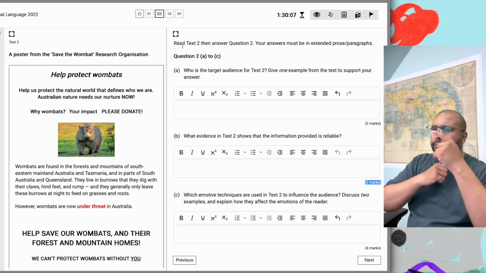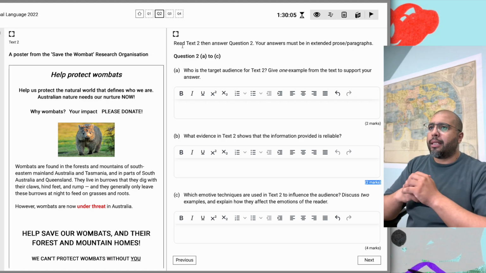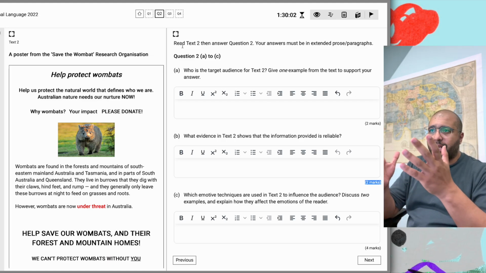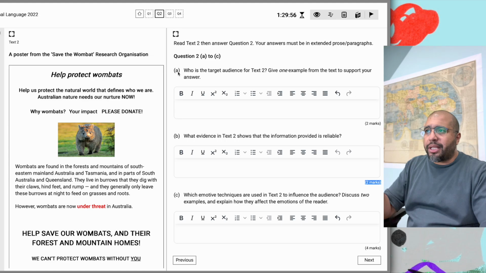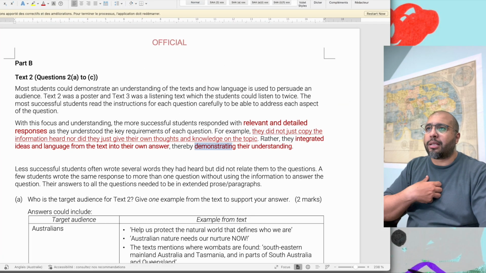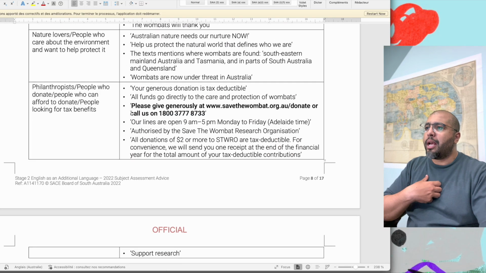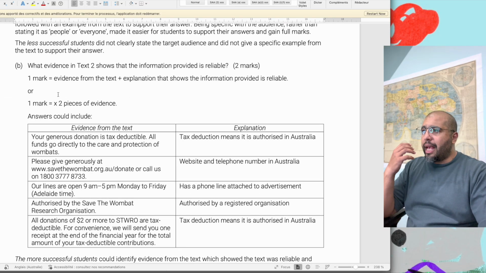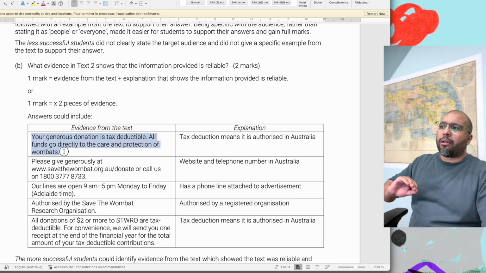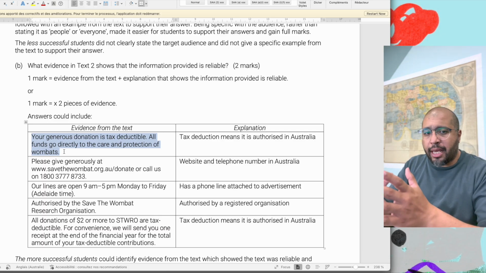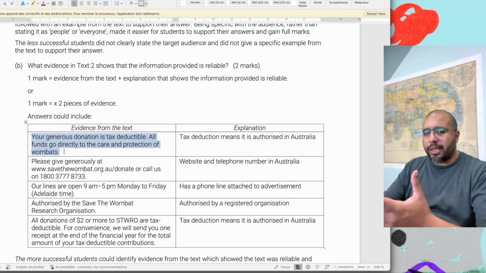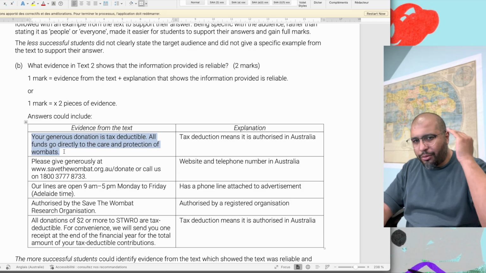So let's see a few more examples here, and let's just read the questions and see if there is anything interesting that we can talk about. So for this exam, we already discussed question A. For question B, what evidence in text 2 shows that the information provided is reliable? And you can find some guidelines on how to answer this question in the 2022 subject assessment advice. And you will see that for each question, there are a number of ways in which this question can be answered. And this is the beauty of the EAL exam: for most questions, there isn't a single answer that either you get or you don't.